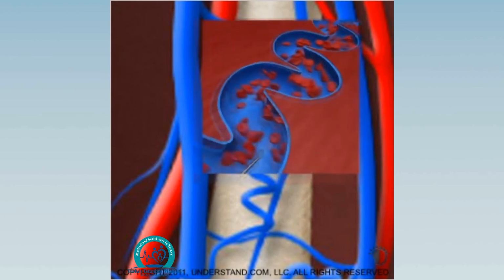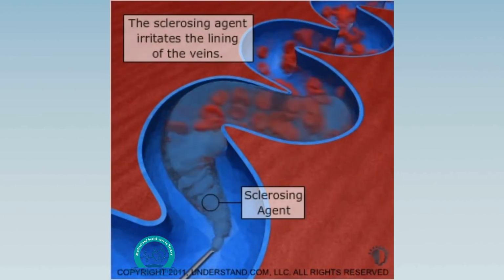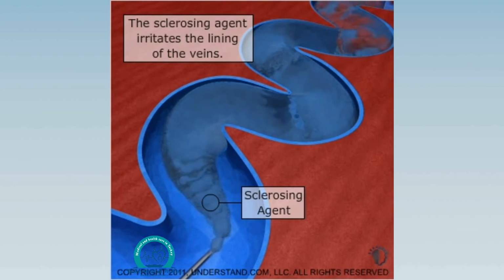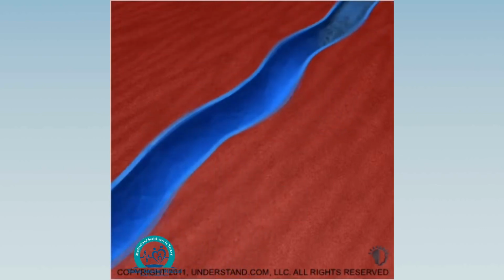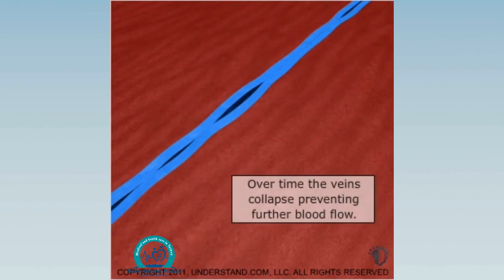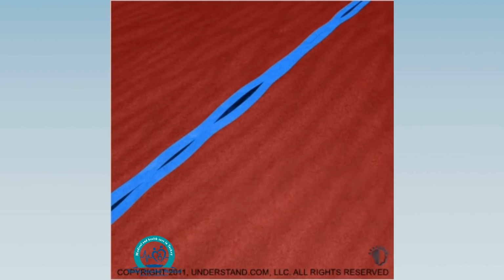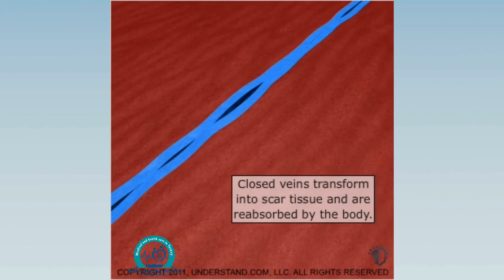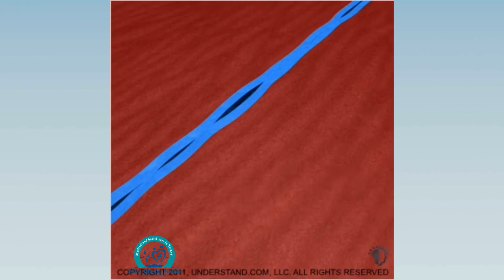Once injected, the sclerosing agent works by irritating the lining of the vein, which causes the vein to become inflamed. In combination with compression therapy following the procedure, this inflammation, or swelling, causes the walls of the vein to collapse inward and stick together, closing the vein off completely. Eventually, the vein will transform into scar tissue and be absorbed by the body in the weeks following treatment. The collapsed veins will not affect the circulatory system, as the blood flow will be routed through other normally functioning veins.